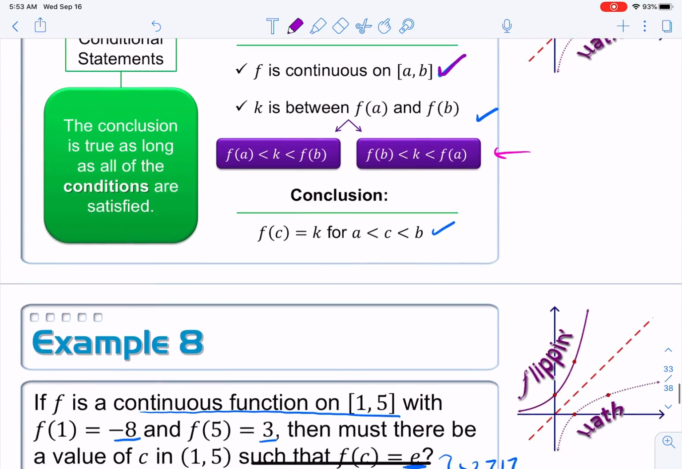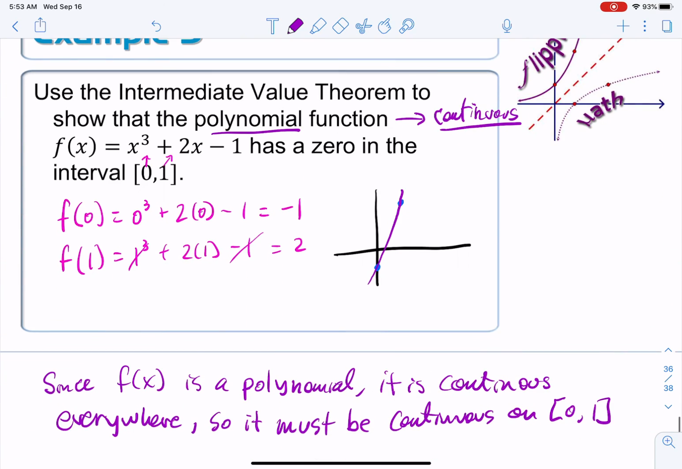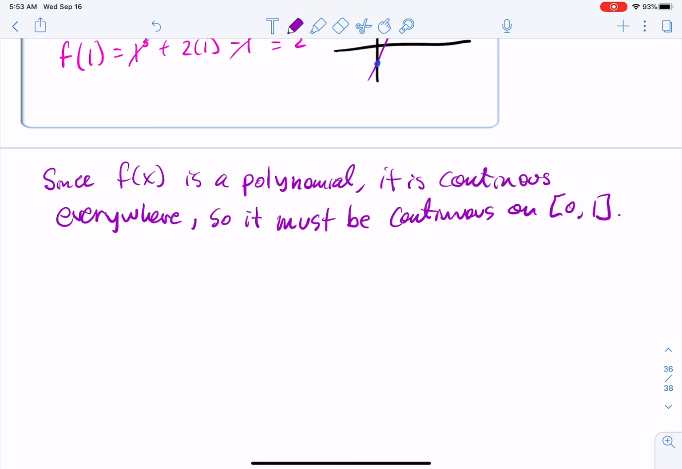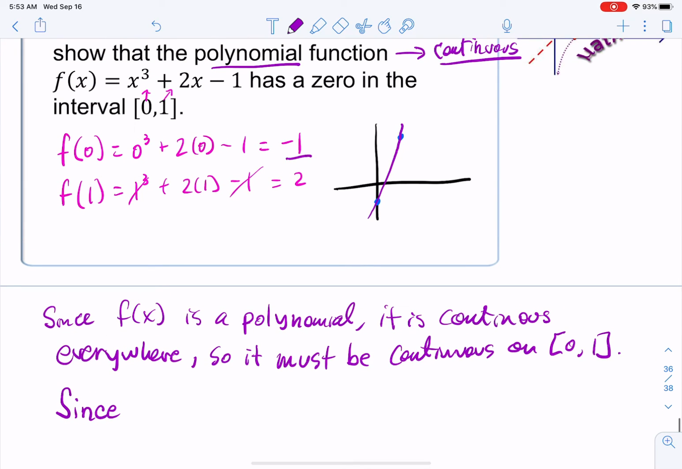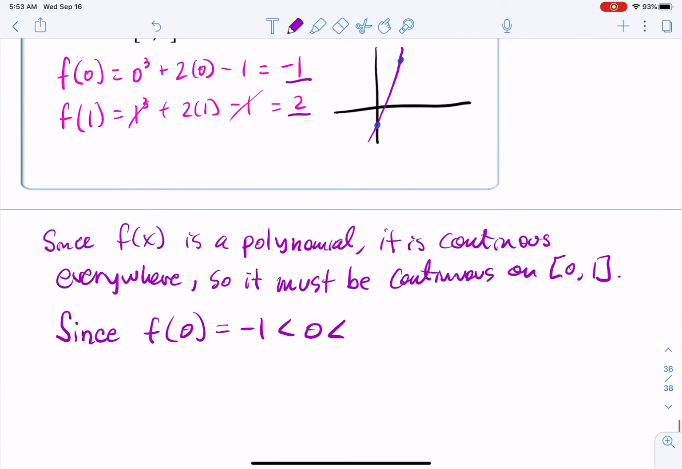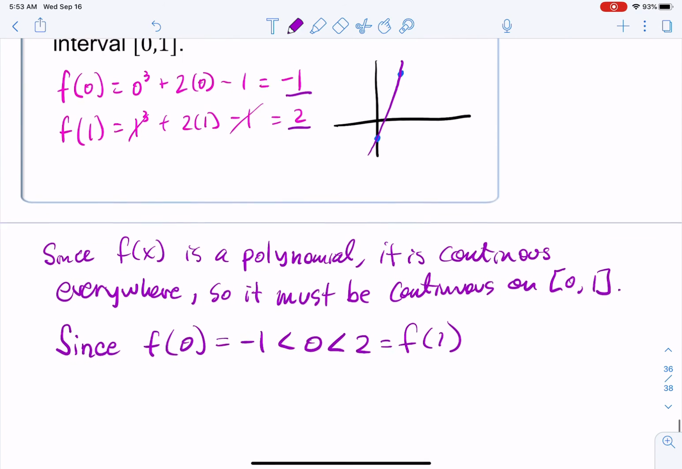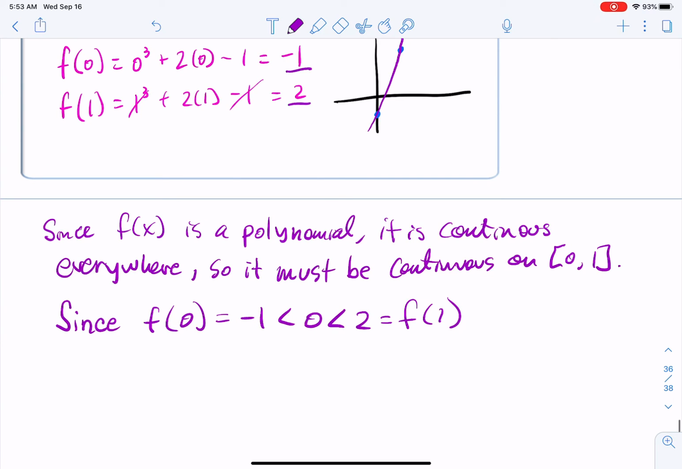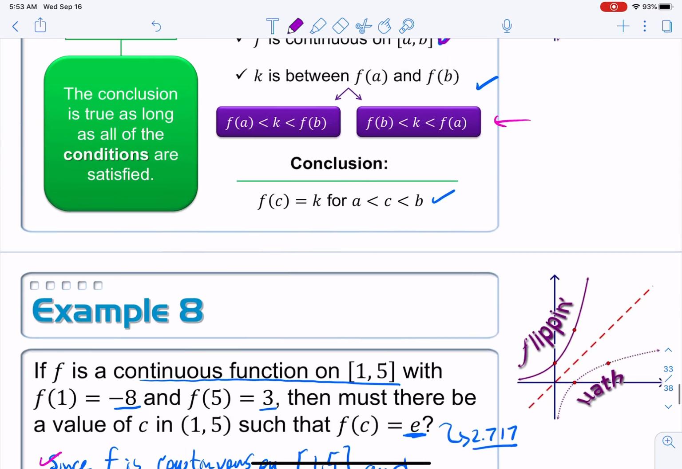Check. Now I need to establish my inequality. Let's see. How about I really make this sound juicy with some repetitive English here. So since, let's see, the inequality would be, we're going from -1 to +1. All right, so since f of 0, which is equal to -1, is less than 0, which is less than, the other one was 2, which is the other endpoint, f of 1. I believe I did that correctly. All right, there we go. So we have satisfied the other one. Let's put another purple check mark on that guy.